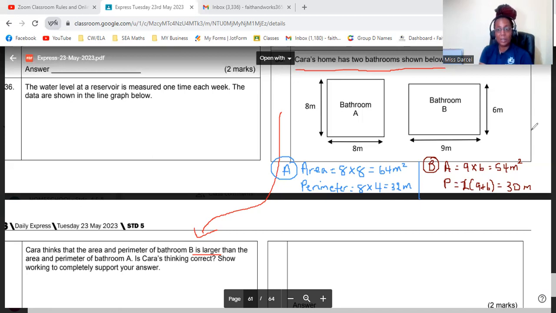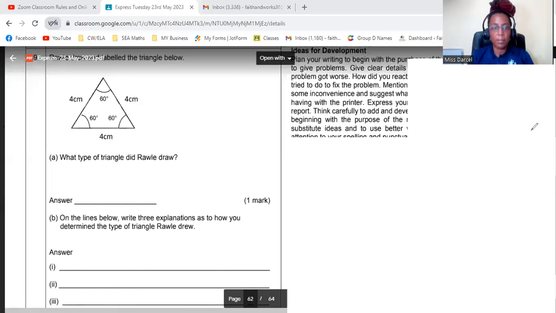On to the next question. All right, question 39. Roll had to label the triangle below. What type of triangle did Roll draw? Let's look for the clues. We have 3 sides and they all measure the same. Interesting, 4, 4, 4. We have 3 angles that also all measure the same.